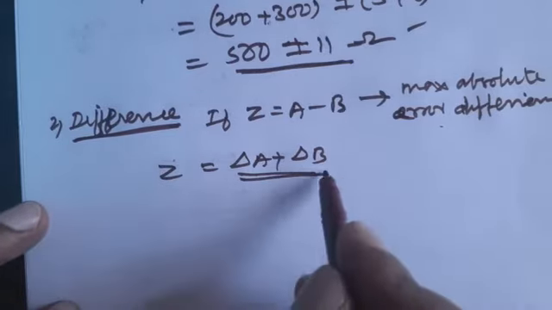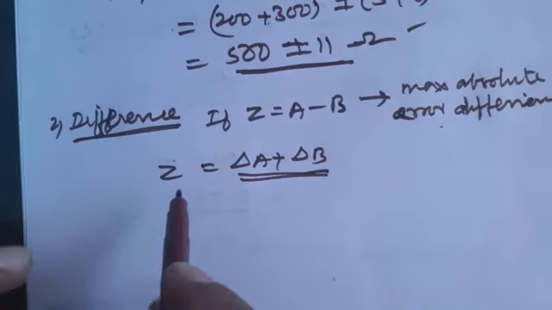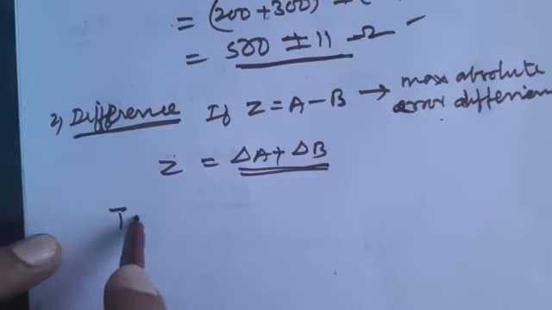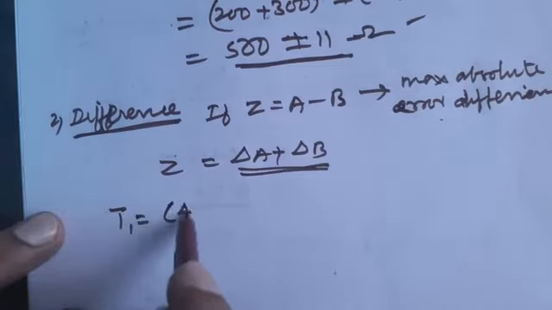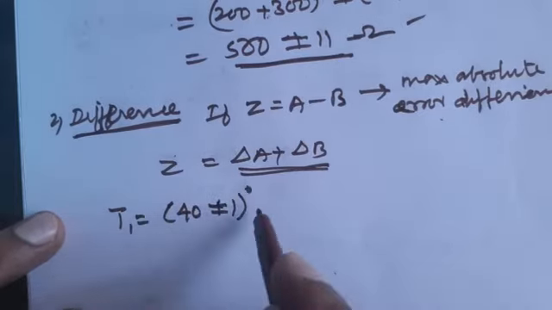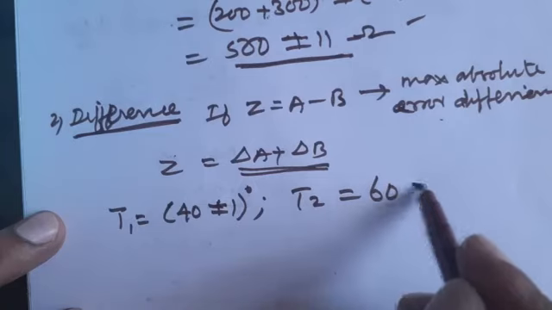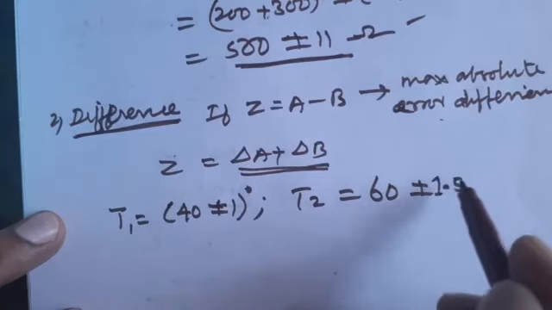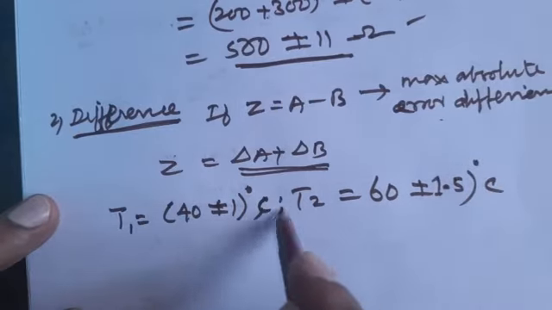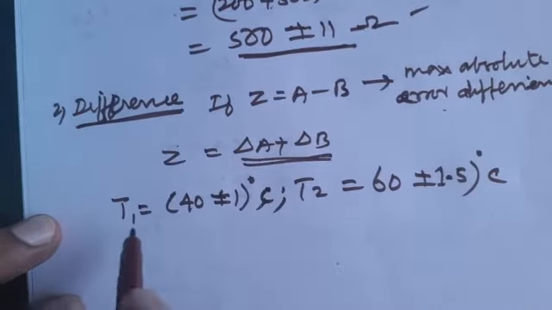Now let me give you one simple illustration. Temperatures of two bodies measured by thermometers are T1 equal to 40 degree plus or minus 1, and T2 equal to 60 degree plus or minus 1.5, in degree centigrade. So what is the error in subtraction?